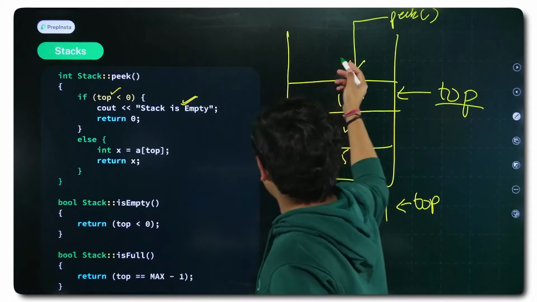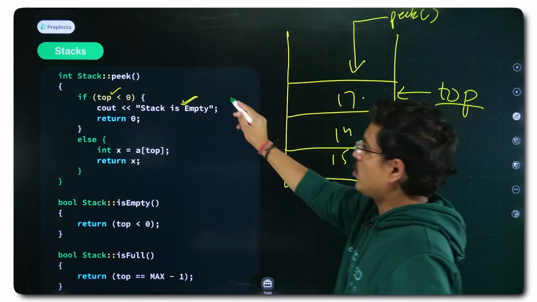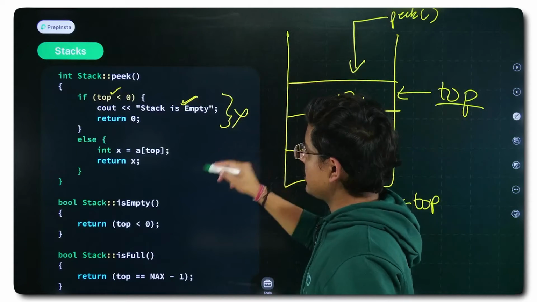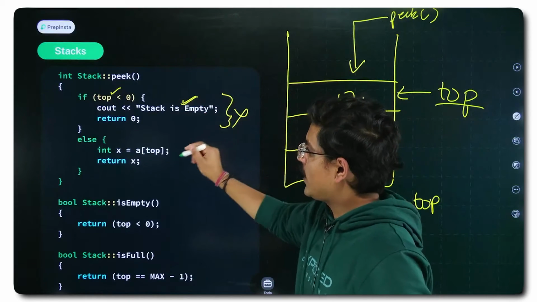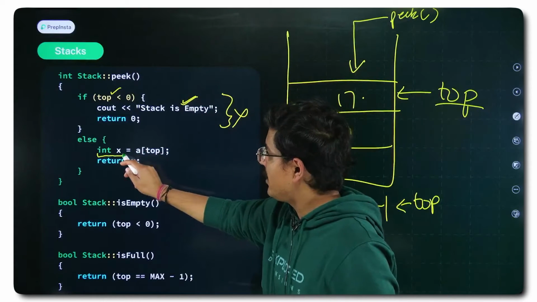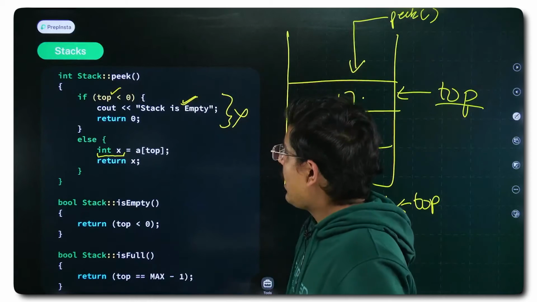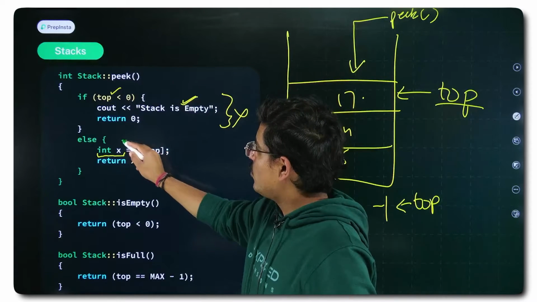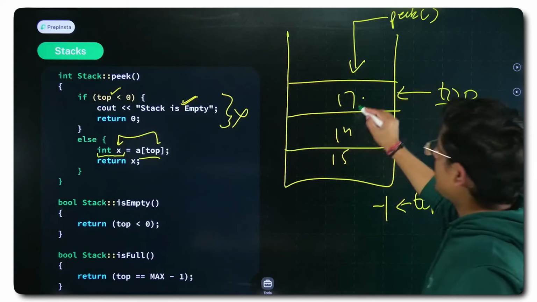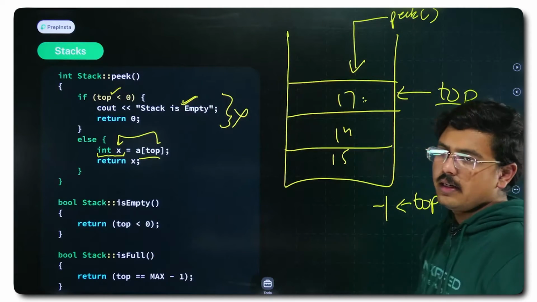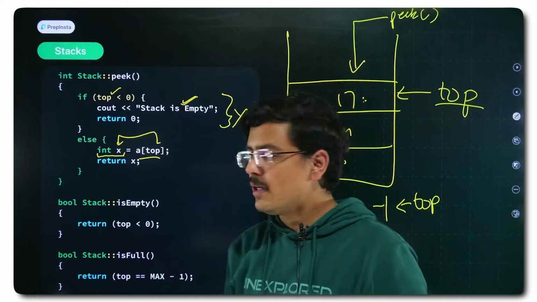But if the stack has some elements, top is not less than 0, hence this will not execute. So whenever the stack is not empty, you declare an integer variable x and assign to it the value present at top, the value present at the index pointed out by top in the stack.